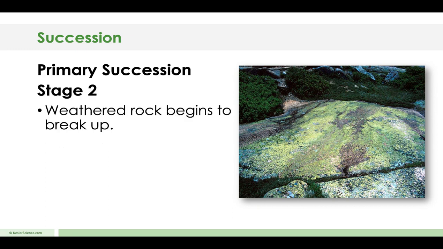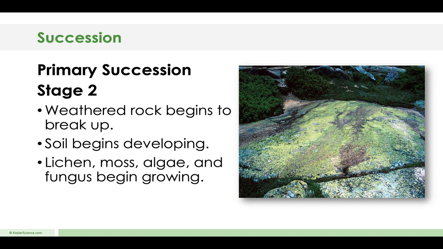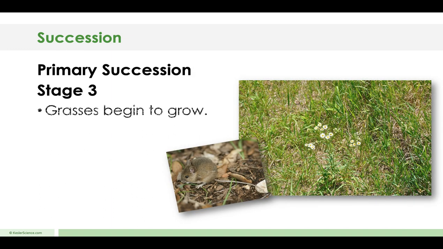In stage 2, the rock begins to break up from weathering. Plants like lichens, moss, algae, and fungus begin to grow on it. They secrete acids from their roots. What happens is they also break down some of that rock, thereby creating some soil. In the third stage, grasses will begin to grow. We'll start to see some insects and small rodents move into the ecosystem.